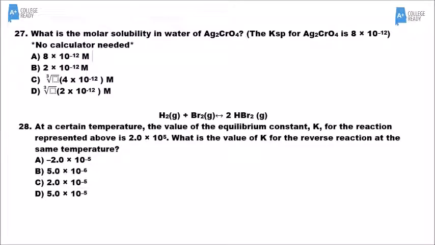To do number 27, first we need to write out the KSP expression for silver chromate. We know for every 1 chromate there will be 2 silvers. So we substitute in X for chromate and 2X for silver.